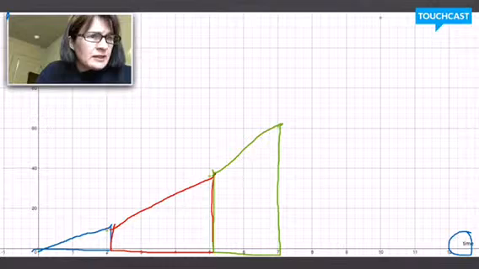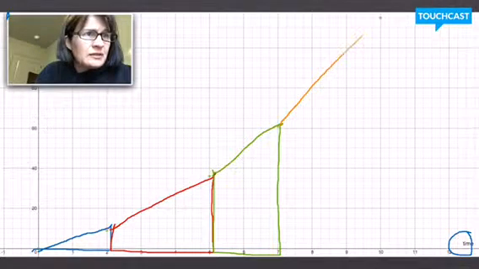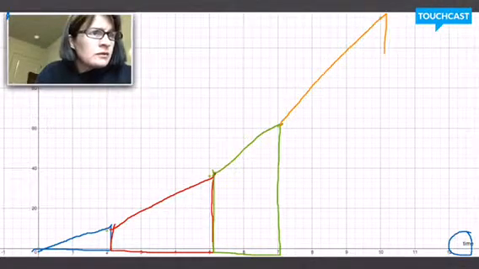My other trapezoid is going to cover from 7 to 10. I'm going to connect those 2.